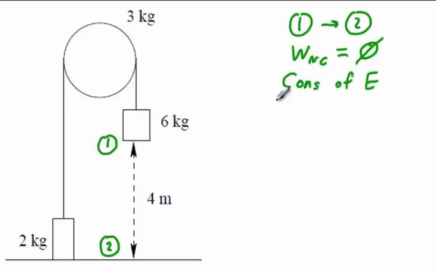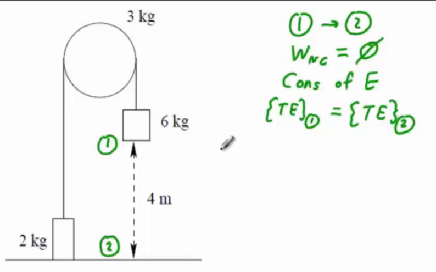The conservation of energy equation is realized by setting the total energy at moment 1 equal to the total energy at moment 2. At each of these moments, we'll ask ourselves 4 questions about the energy content of the system. Let's begin with moment 1. At moment 1, do we have translational kinetic energy? The answer is no, because nothing is moving. Rotational kinetic energy, same thing. There is none at moment 1.